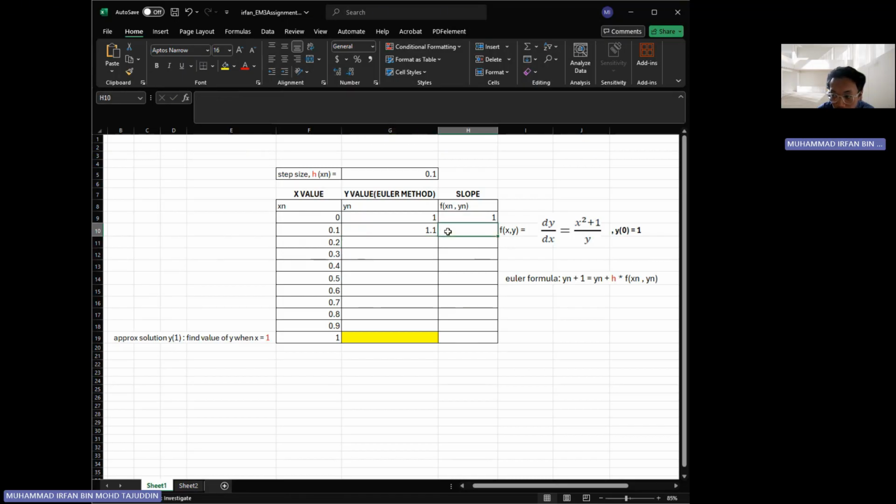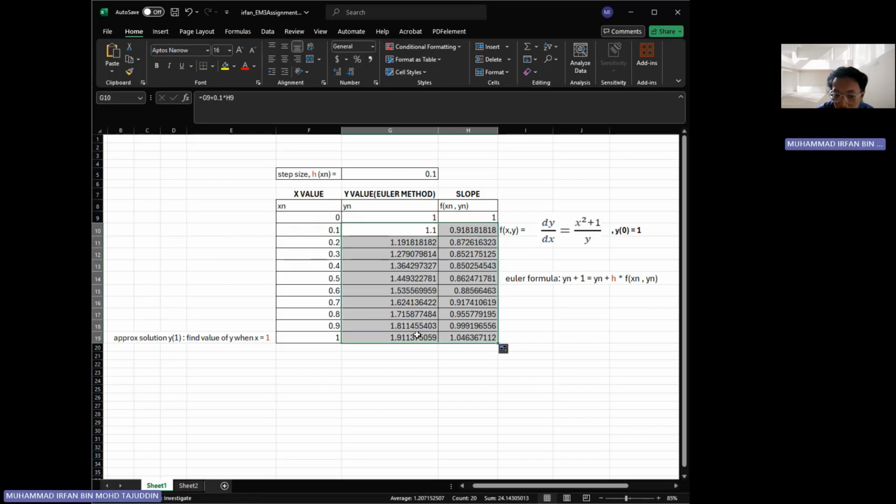The next column, the slope, is based on the differential equation f(x, y) = (x squared + 1) divided by y. In this cell, I type F9 to the power of 2 plus 1, divided by G9. And then finally, I fill down the columns. After reaching x equal to 1, the final value for y is 0.911. So that is the Euler method result.